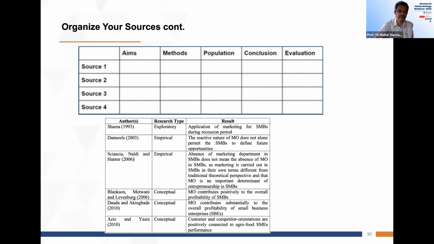You come up, for example, source number one, literature number one. As you read through, you find out what is the aim of the literature. Okay, what is the aim of the research? Sorry, what method did they use in their study? What is their population? What are the conclusion? What is their evaluation? What is your evaluation on that paper?